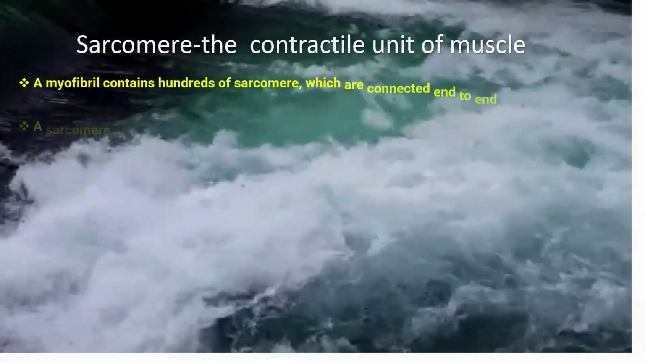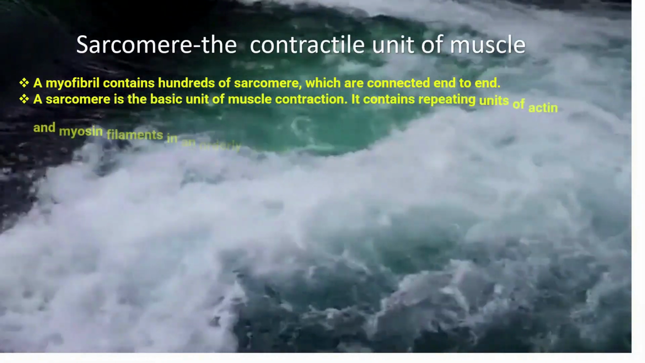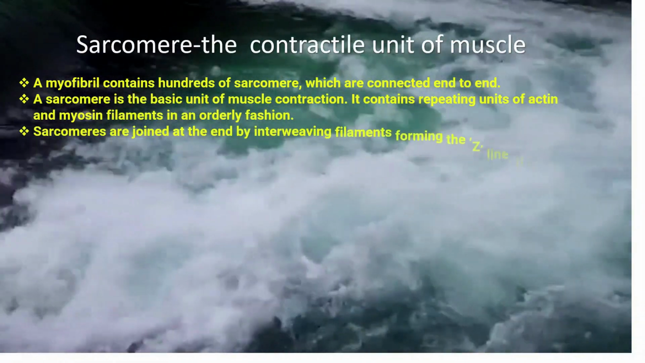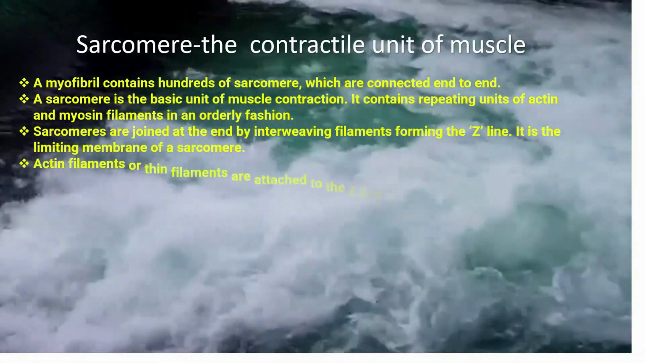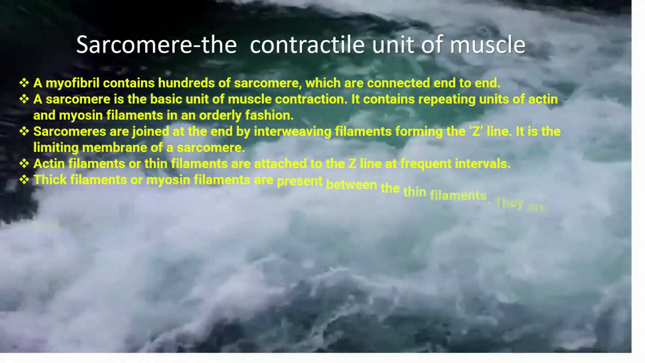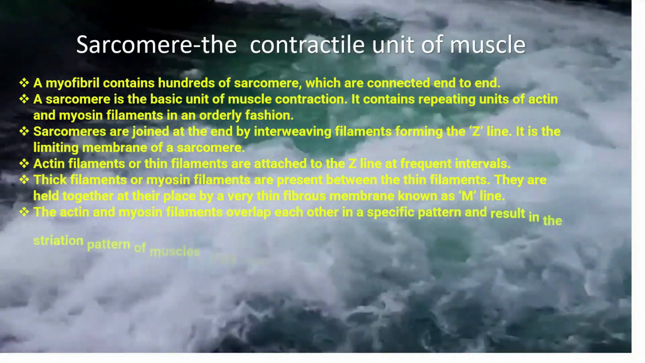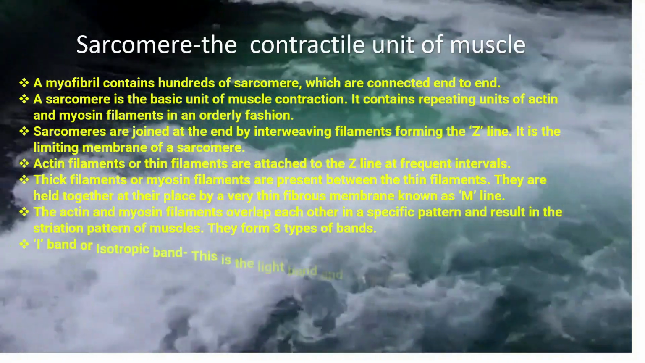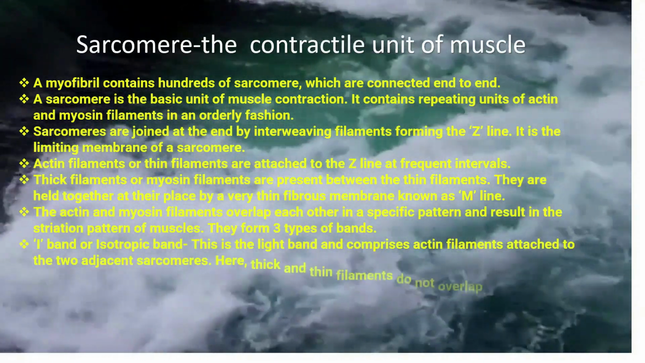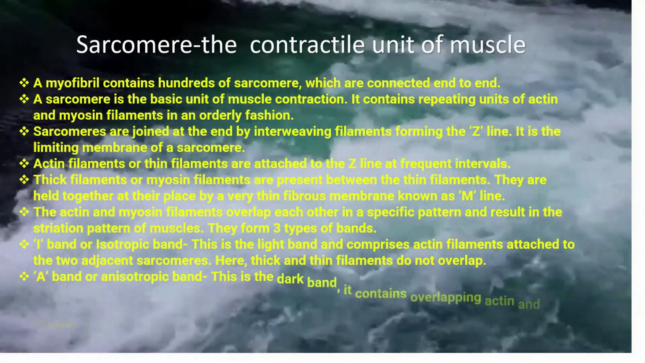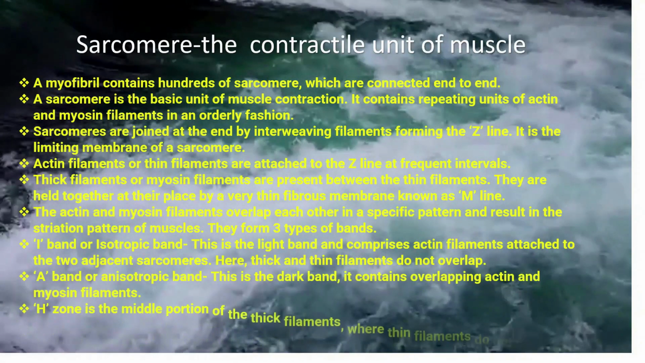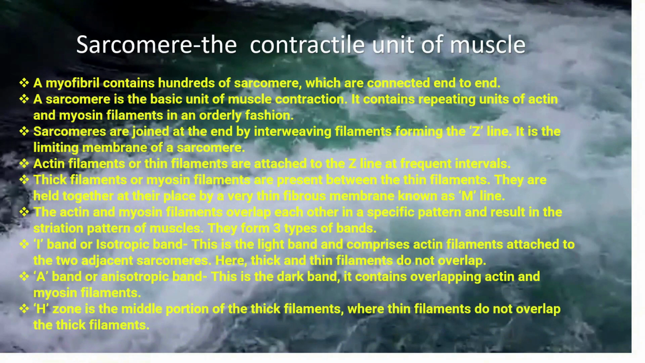Sarcomere, the contractile unit of muscle. A myofibril contains hundreds of sarcomeres, which are connected end to end. A sarcomere is the basic unit of muscle contraction. It contains repeating units of actin and myosin filaments, in an orderly fashion. Sarcomeres are joined at the end by interweaving filaments forming the Z-line. It is the limiting membrane of a sarcomere.